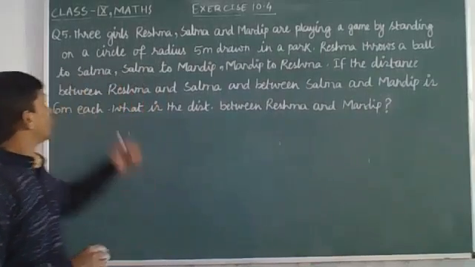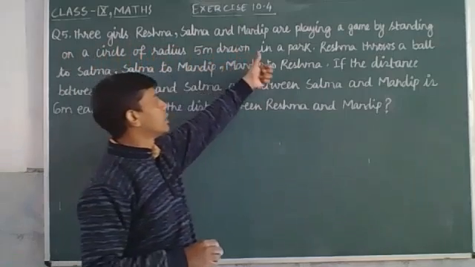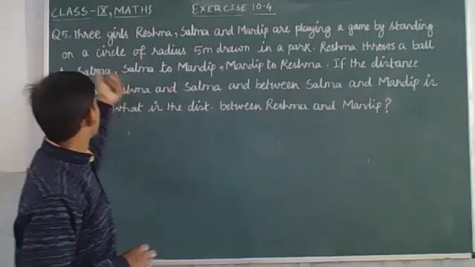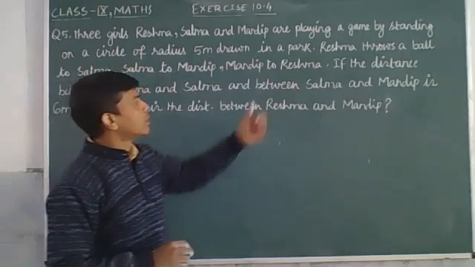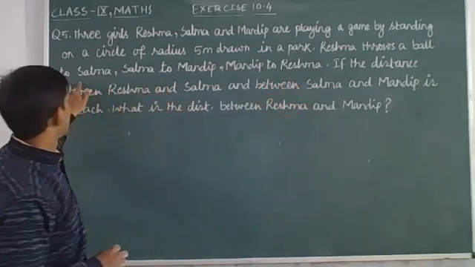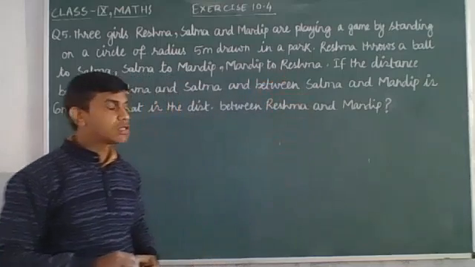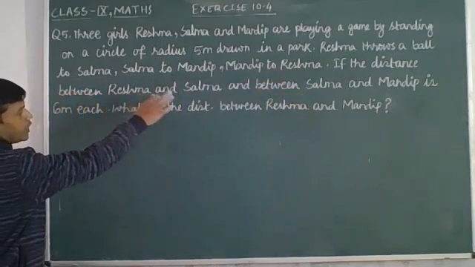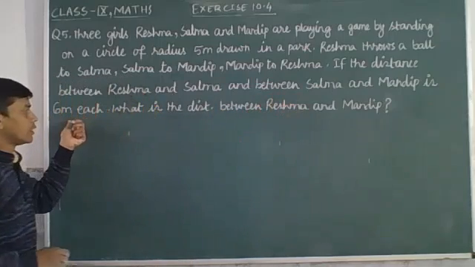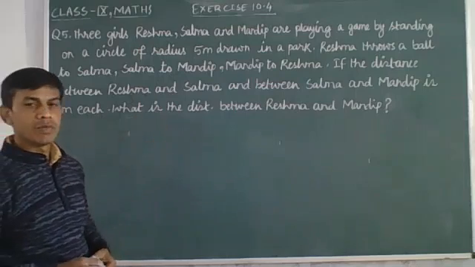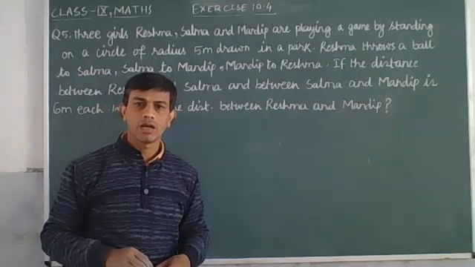Let's check question number 5. It states that three girls, Reshma, Salma and Mandeep, are playing a game by standing on a circle of radius 5 meters drawn in a park. Reshma throws a ball to Salma, Salma to Mandeep, Mandeep to Reshma. If the distance between Reshma and Salma and between Salma and Mandeep is 6 meters each, what is the distance between Reshma and Mandeep? So let's figure out the given statement at first.